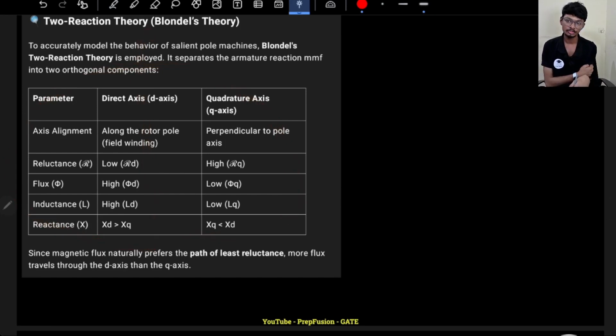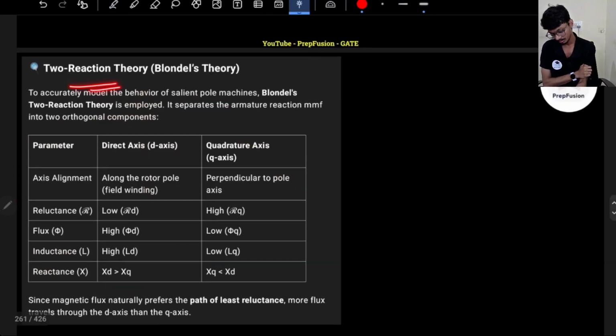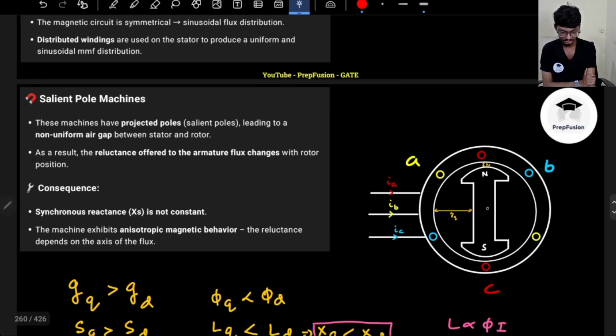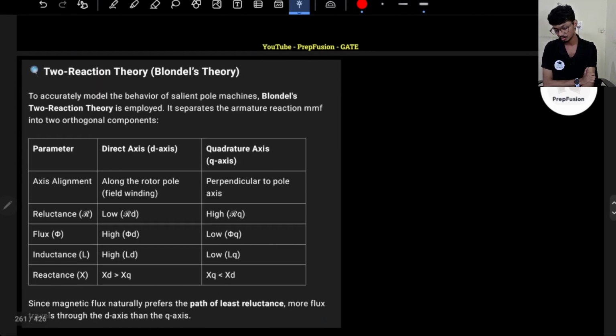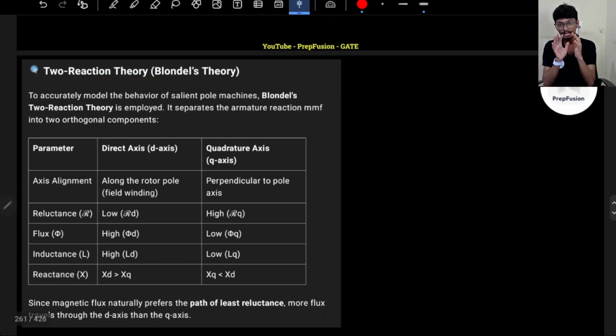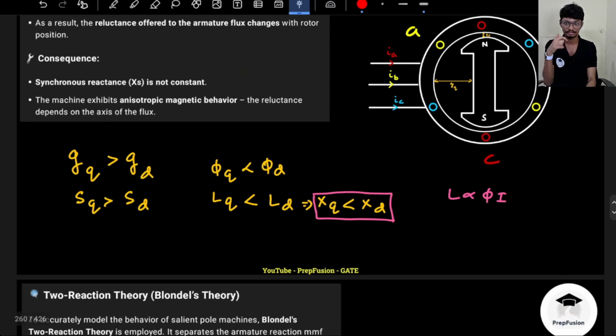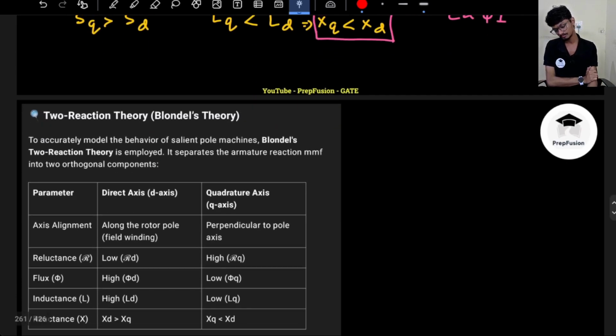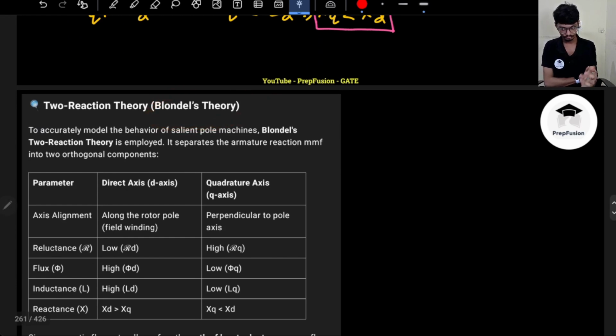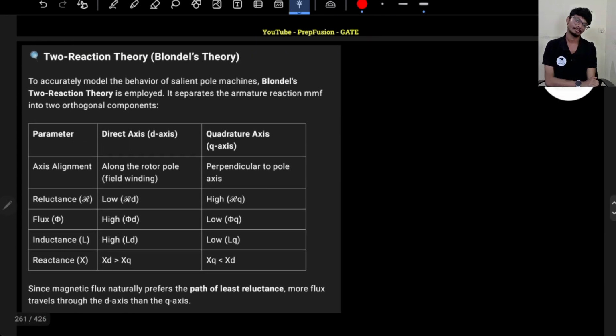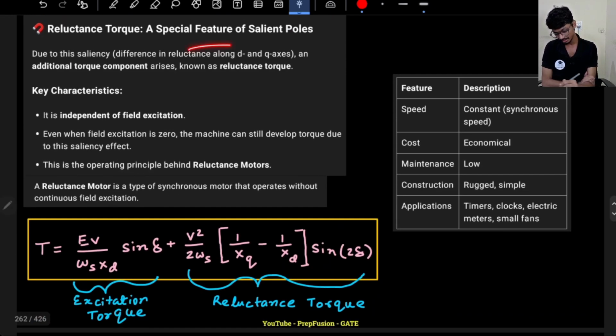Okay, so it is also known as two reaction theory. Why two reaction theory? Because I have two reactances, one along the direct axis, one along the q axis, quadrature axis. That's why it is called the two reaction theory, where we approximate. Again, this is not exact, still we are doing a few approximations. If you remember, we had derived the formula of tan xi, we approximated it. So still there is some sort of approximation, right?